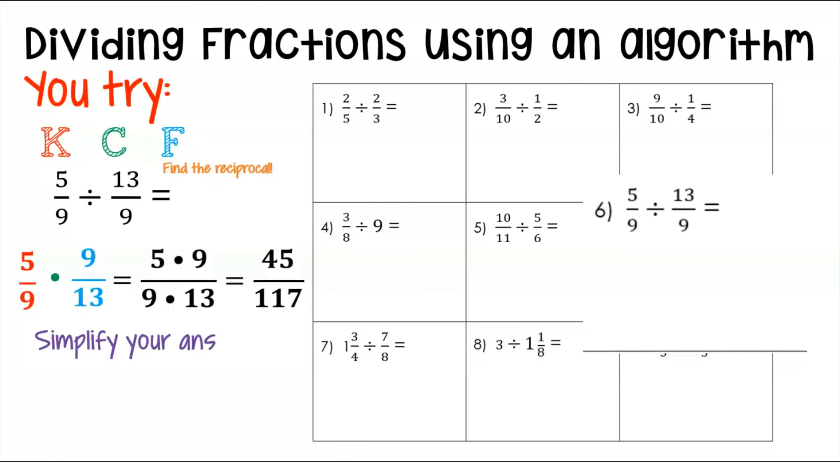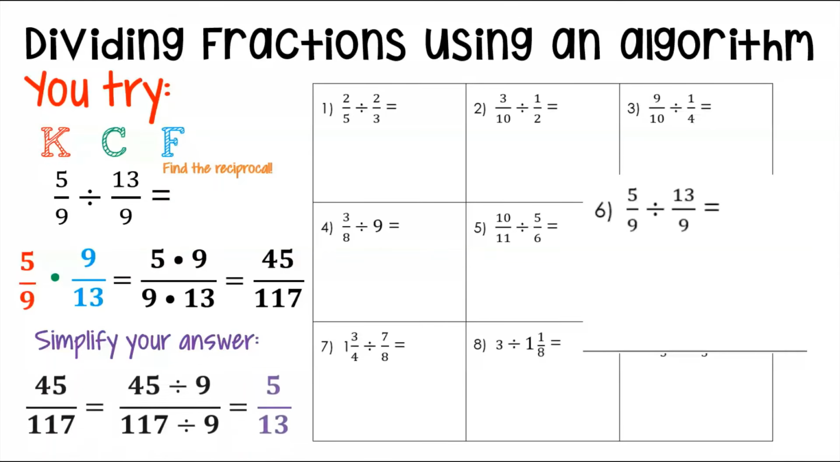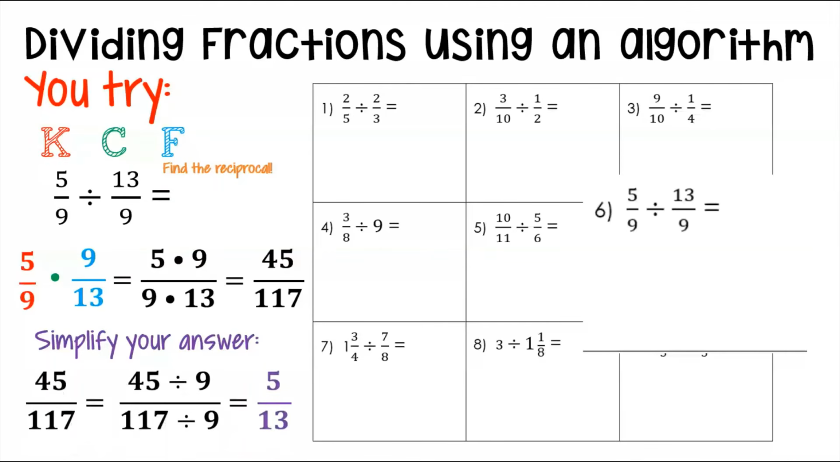Don't forget, we need to simplify our answer. And this is kind of a pain to simplify. So 45 and 117 share a common factor of 9. If I divide by 9 on the top, I get a 5. If I divide by 9 on the bottom, I get 13, and my final answer will be 5/13.